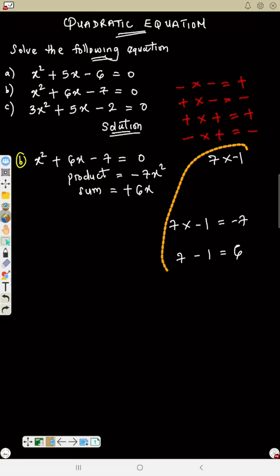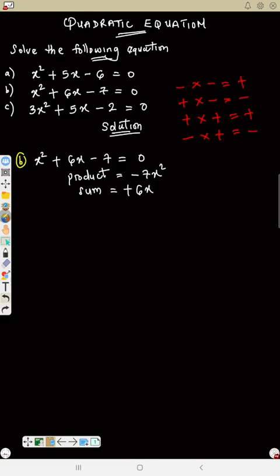So use the two numbers now. We are going to have plus 7 minus 1. Instead of writing the middle number, you replace it with plus 7s minus 1s. So this becomes s squared plus 7s minus s minus 7 equals 0.